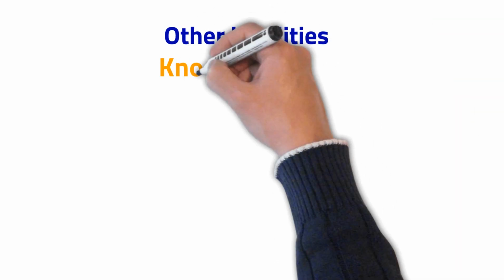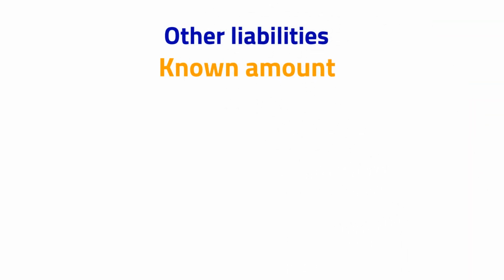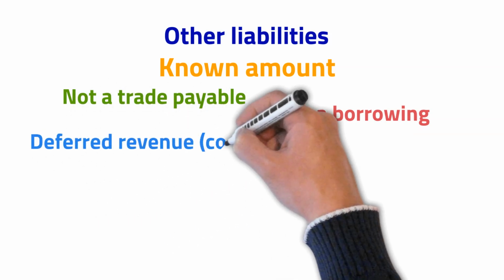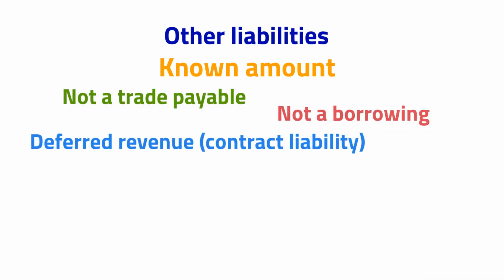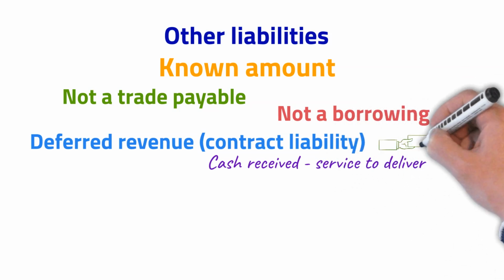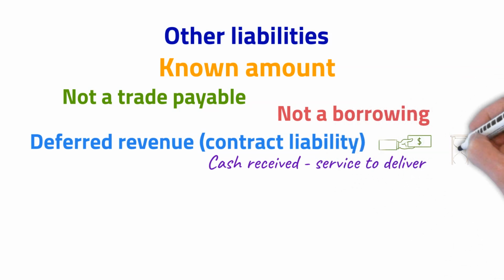And now a few words on other liabilities. Other liabilities is a bucket for current and sometimes non-current items which are not trade payables or borrowings. Common items will include deferred revenue, also called contract liabilities in IFRS, cash received before you deliver. This is similar to prepayments received, which will also often sit in other liabilities.